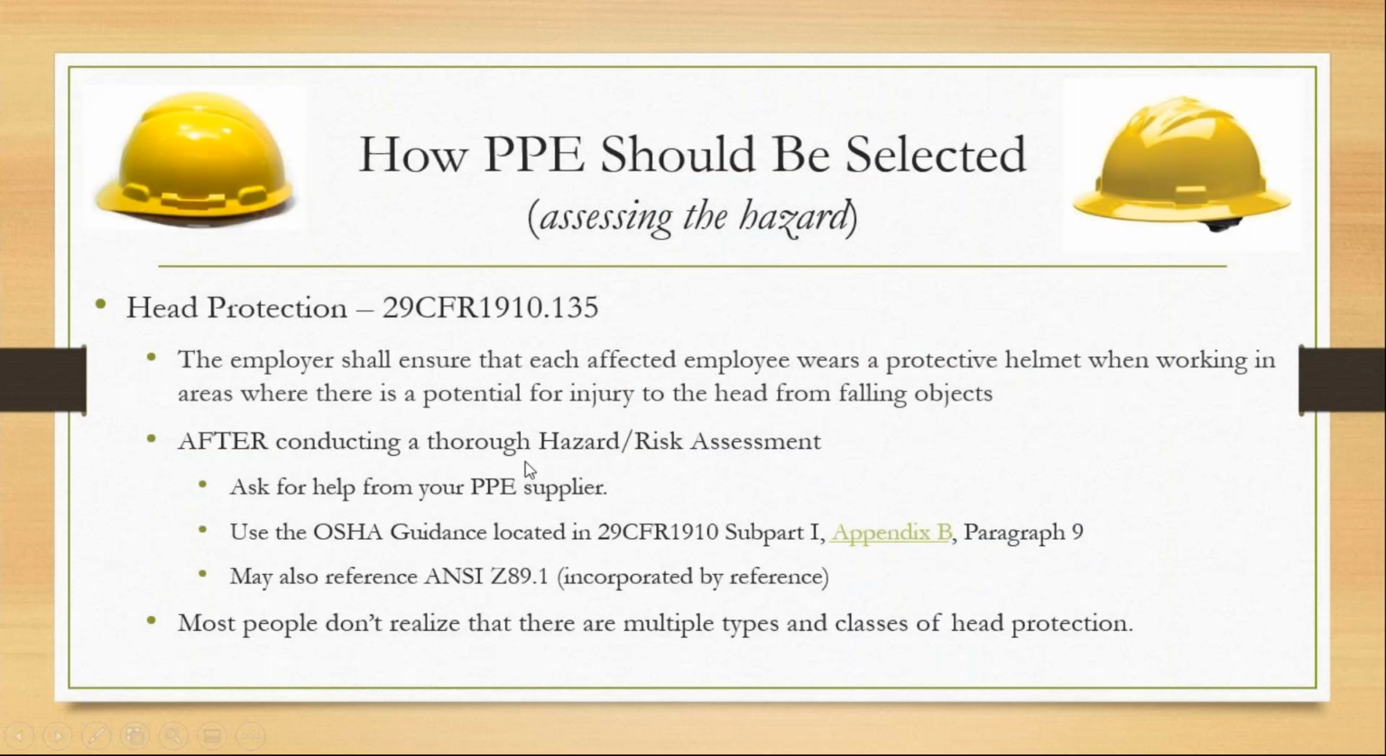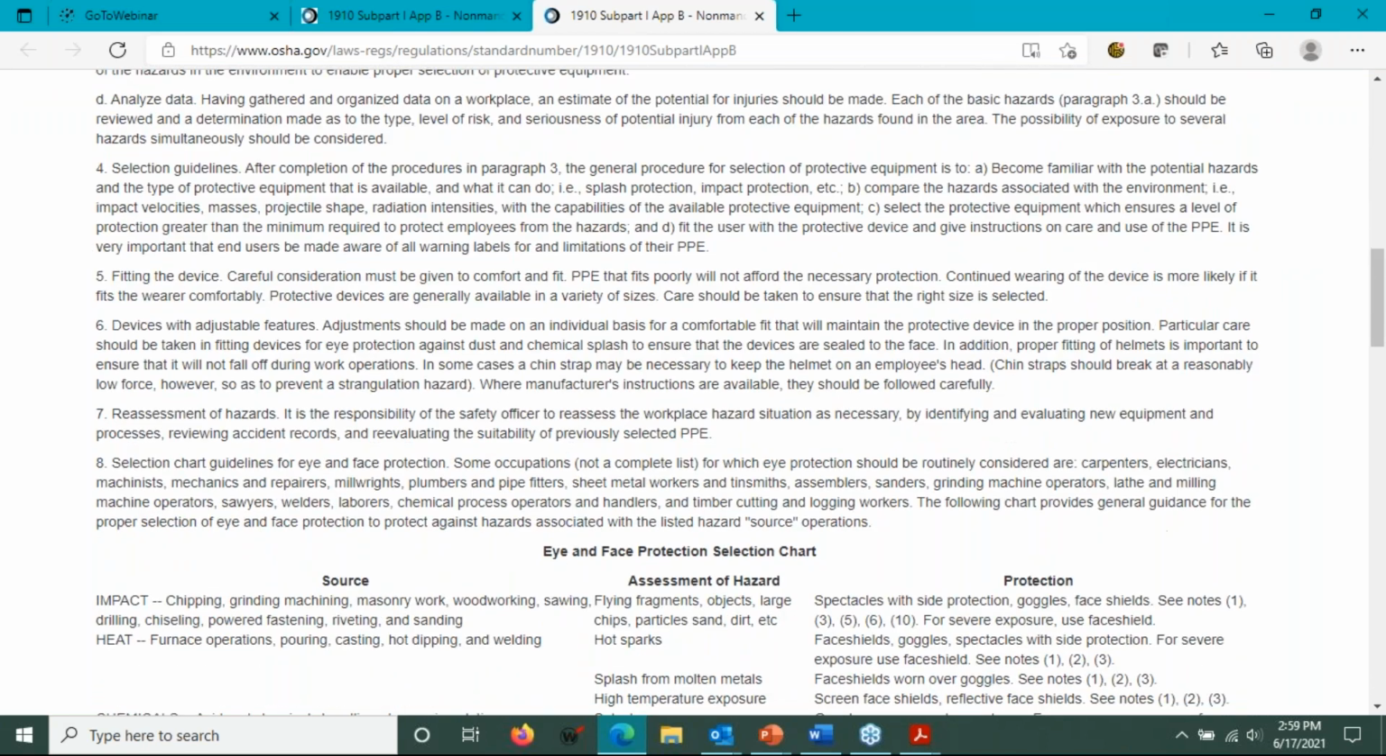Hard hats. Did you know that there are numerous categories and things to select hard hats? Some of them are for penetrating hazards. Some of them have electrical ratings. There are a lot of things when selecting hard hats, but OSHA basically says you shall ensure that each affected employee wears a protective helmet when working in areas where there's a potential for something to fall on their head. And once again, right back to the same thing, Appendix B, Section 9.